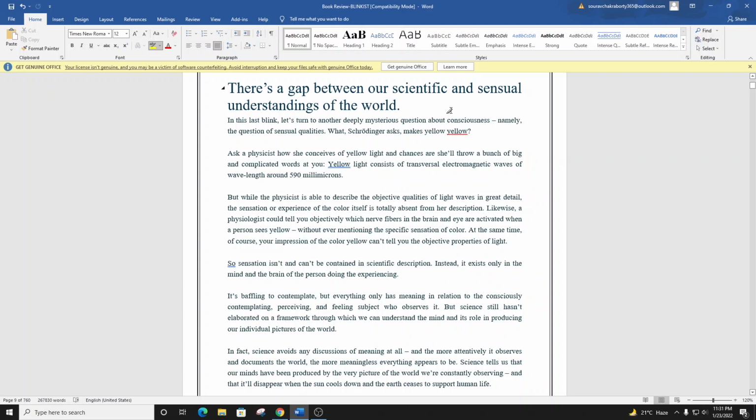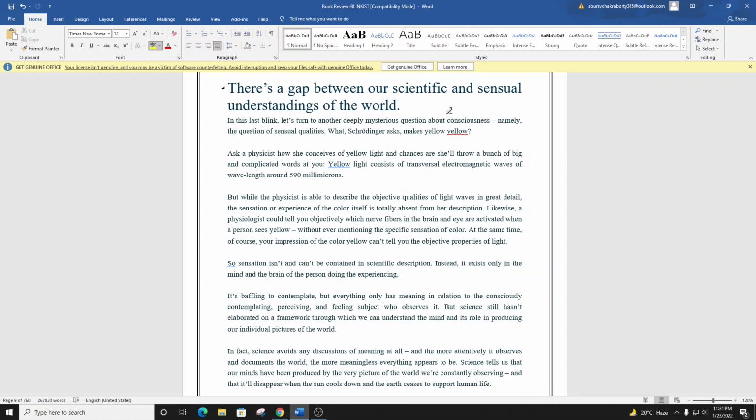Blink 7 of 7. In this last blink, let's turn to another deeply mysterious question about consciousness, namely the question of sensual qualities. What, Schrödinger asks, makes yellow yellow?